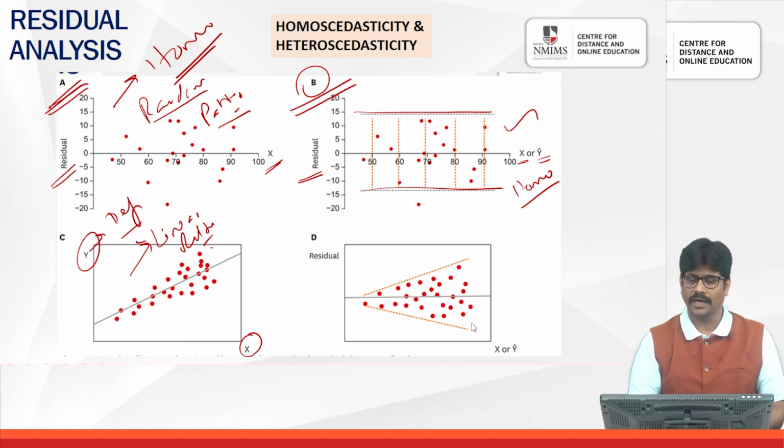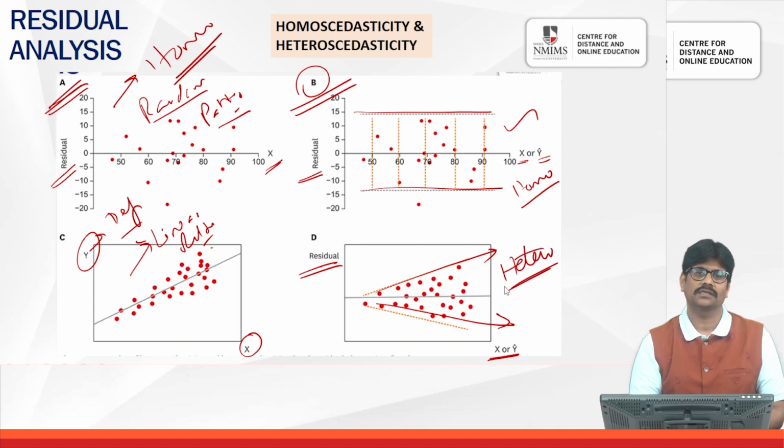Now what is heteroskedasticity? This is heteroskedasticity. So x or y and then the residual, which can be standardized or not. These are all the residual values. If I plot between the residual and x or y hat, that is your estimated value, it follows a funnel shape. As we go along, the variance increases. So this is not what we want.